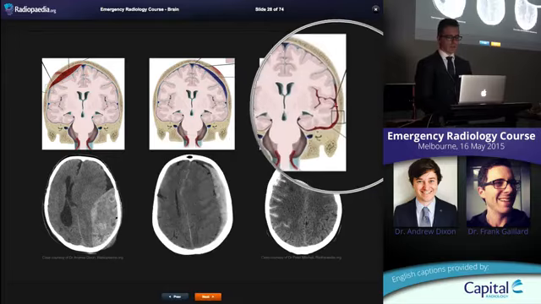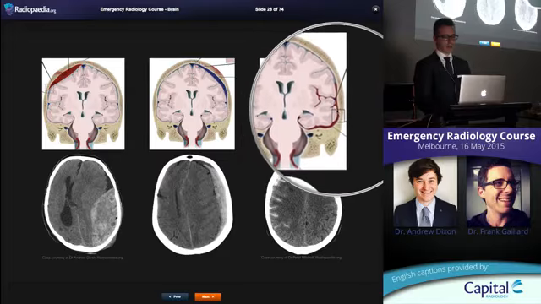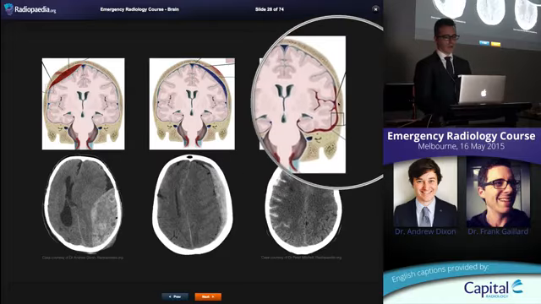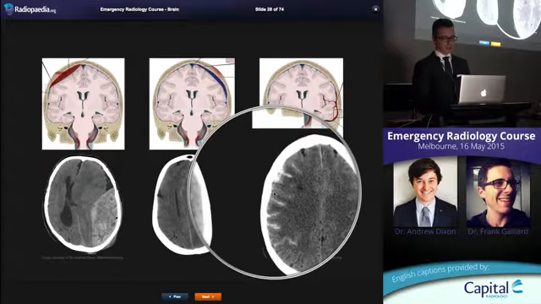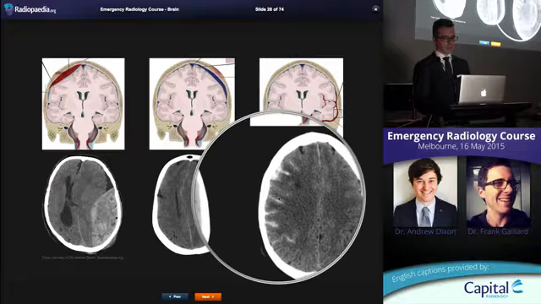And subarachnoid, well, it's in that space where we saw the pus before, so it'll fill all the sulci. There won't be a subdural space to compare it to, but the vessels will be within it. And so on imaging, you'll see hyperdensity extending down into these sulci.